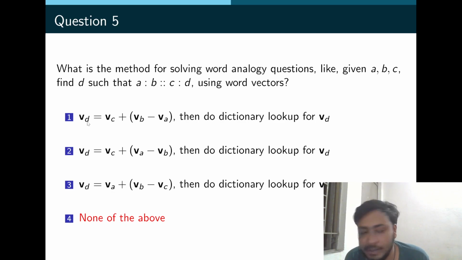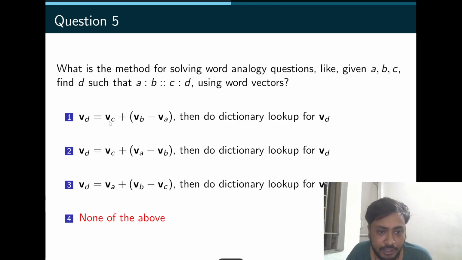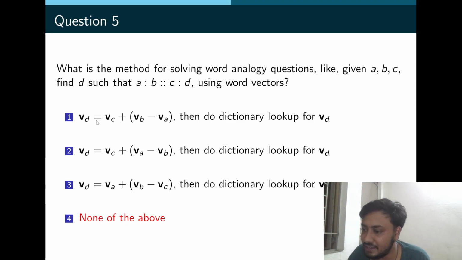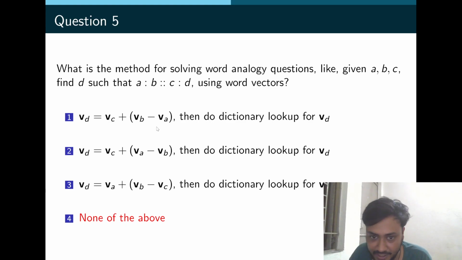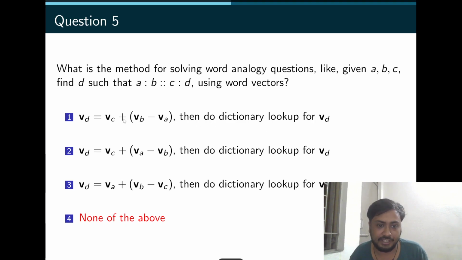So what that would mean is, suppose you do this operation VC plus VB minus VA, you will get a vector for VD. Now suppose you have a dictionary of all words and their vectors. And you see that whatever answer you have got, that vector exists in your dictionary. That is the ideal case. Then by doing dictionary lookup, you get the exact word which comes from the calculation also.